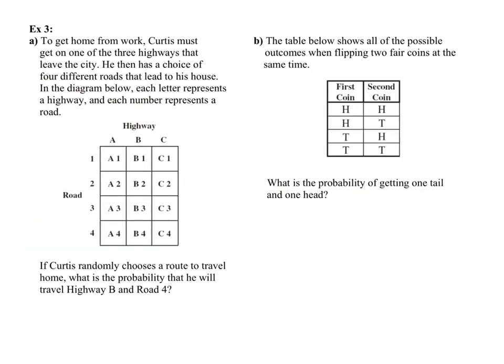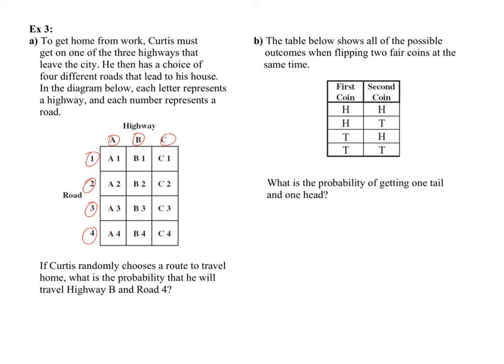Example 3. To get home from work, Curtis must get on one of 3 highways that leave the city. He then has a choice of 4 different roads that lead to his house. In the diagram below, each letter represents a highway and each number represents a road. So we got this grid here. You could choose highway A, B, or C, and then depending on which highway he's on, he could choose 4 different roads to get back home.